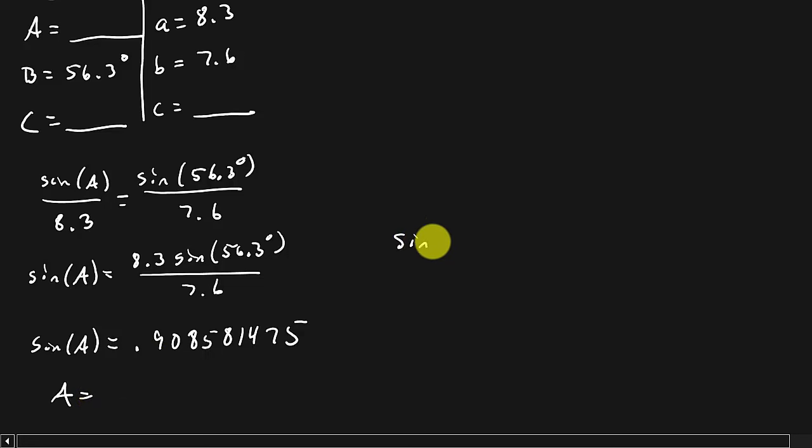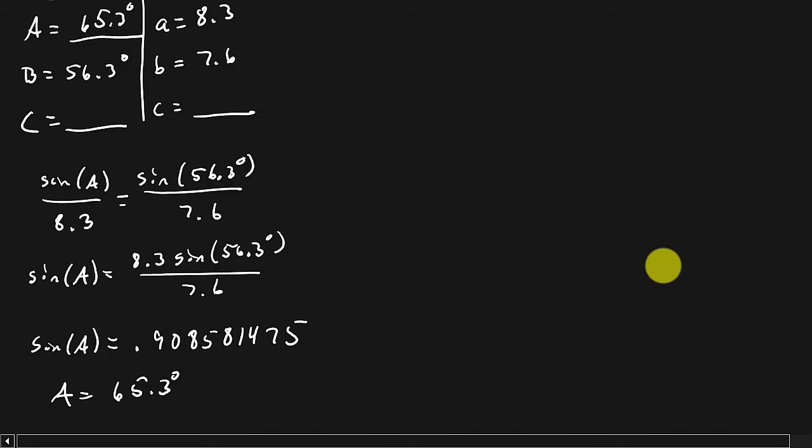And so A is the inverse sine of this number. So I'm doing the inverse sine of 0.908581475. And so if I do the inverse sine of that, that is going to be 65.3 degrees. All right. Now, here's the important part here.